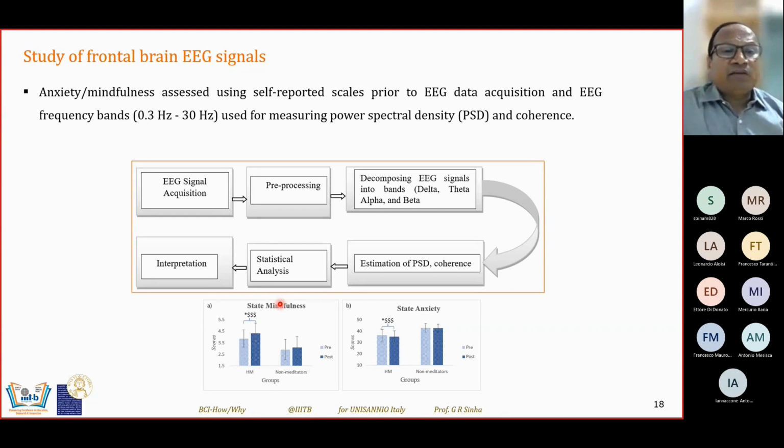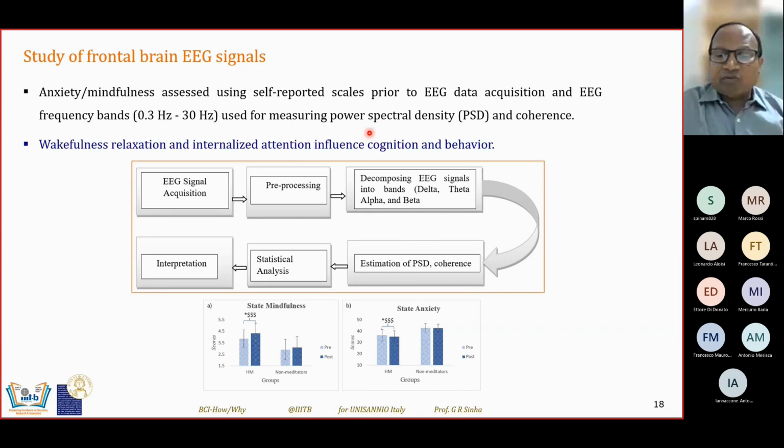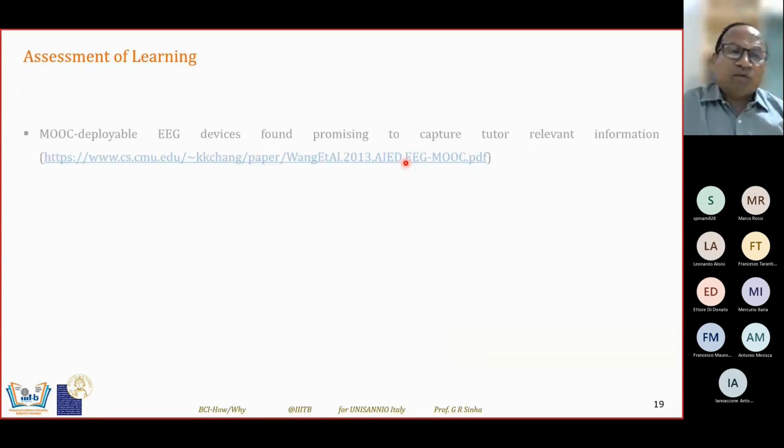The anxiety and mindfulness were assessed using self-reported scales prior to each data acquisition. The signal frequency band is given, used for measuring the power spectral density. The wakefulness, relaxation, and internalized attention influence cognition and behavior. So the person who is relaxed, or the person who has some stress or attention disability, that affects the cognition and the behavior of a person.